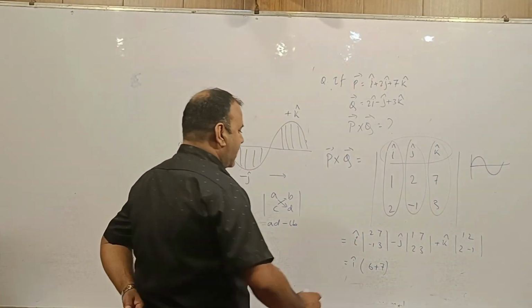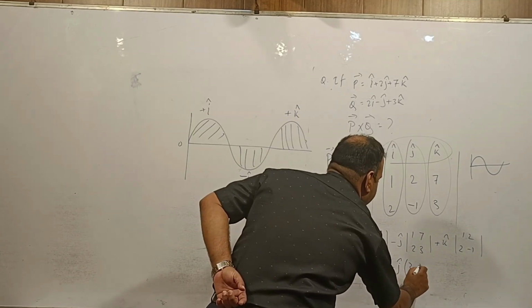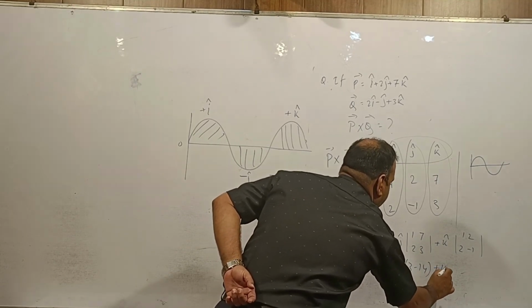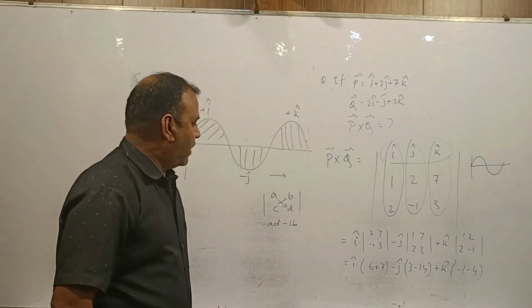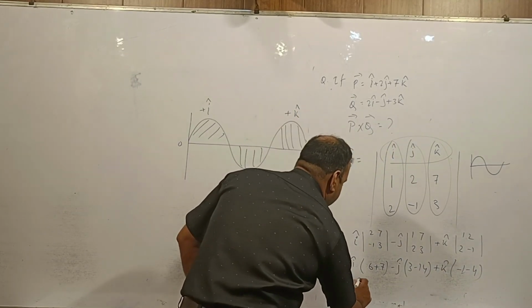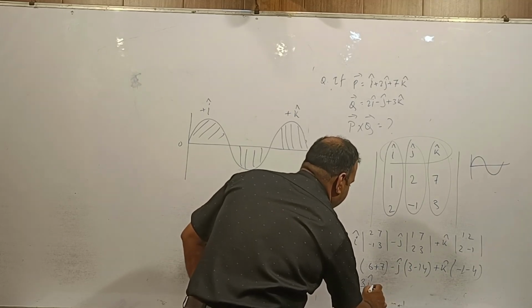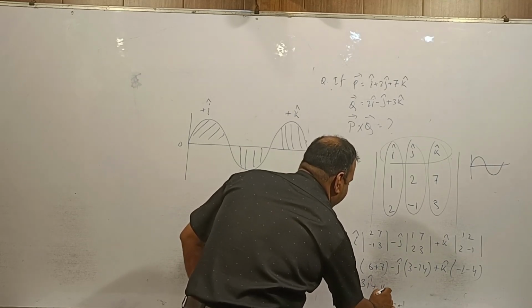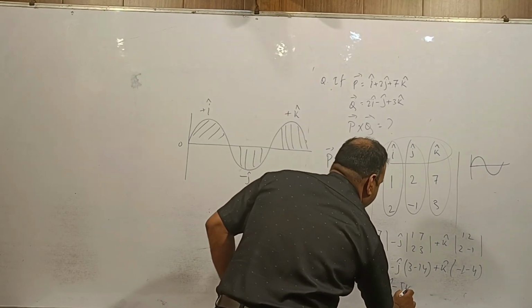Again you can see here I have written J cap, so 3 minus 14 plus K cap it will be minus 1 minus 4. So ultimately we are getting 13 I cap and here it will be plus 11 J cap and here minus 5 K cap.